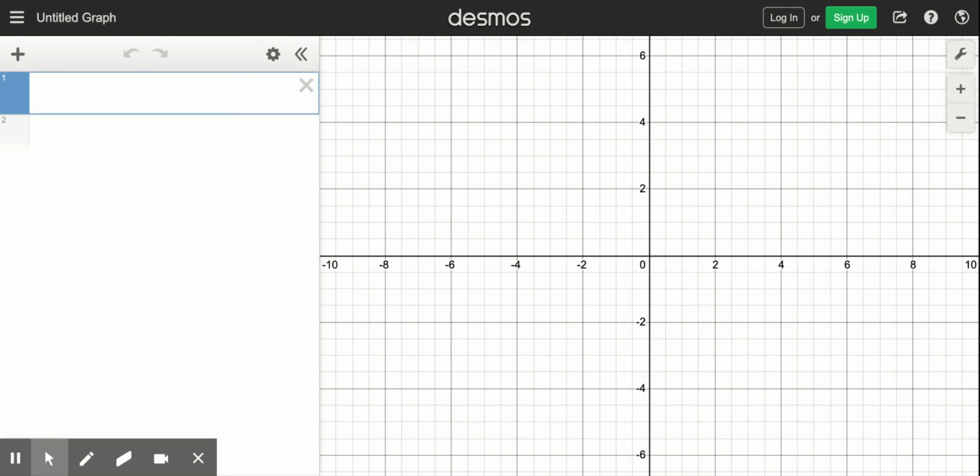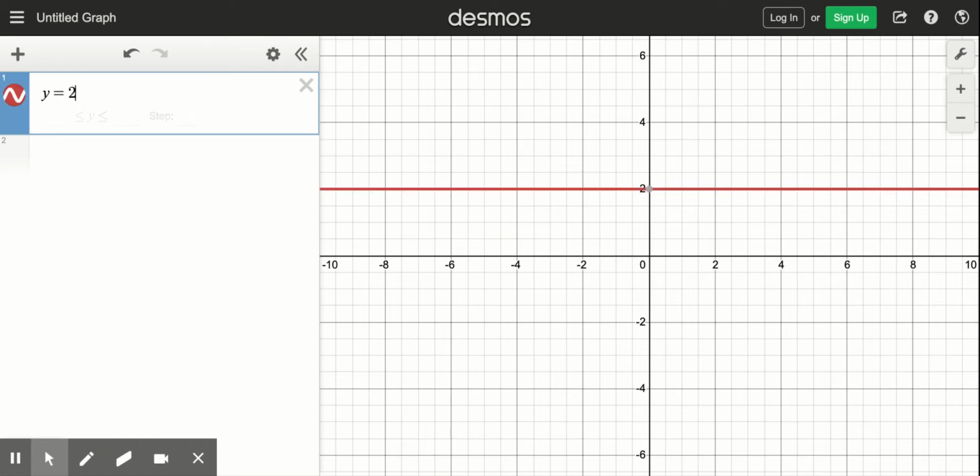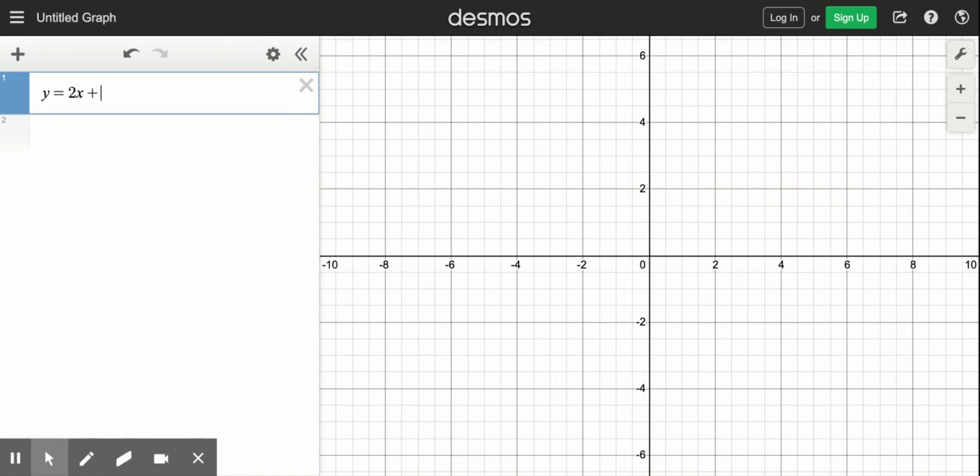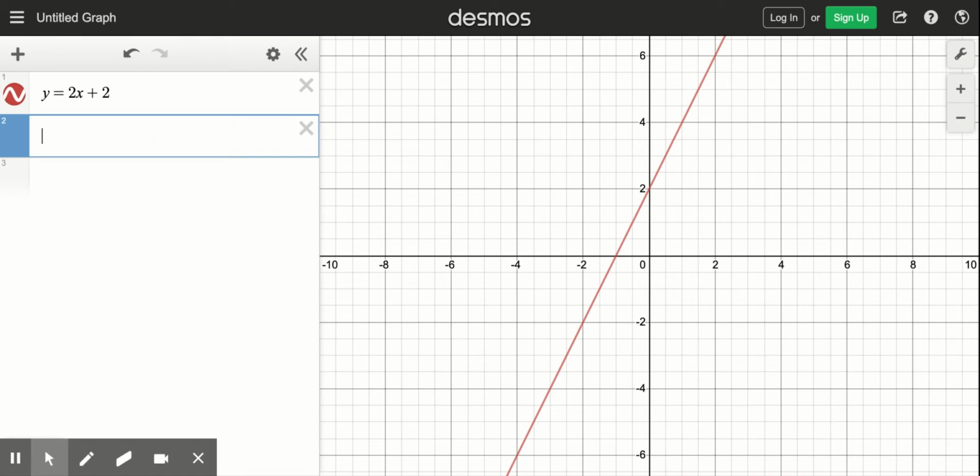So if you go to desmos.com/calculator, and that link is in the Google Classroom post, and it's in a separate calculator tab in Google Classroom under classwork. But you can type in your equations and inequalities, graph them, and find your solutions that way. So, for example, if I give you y equals 2x plus 2, you can graph that, hit enter.